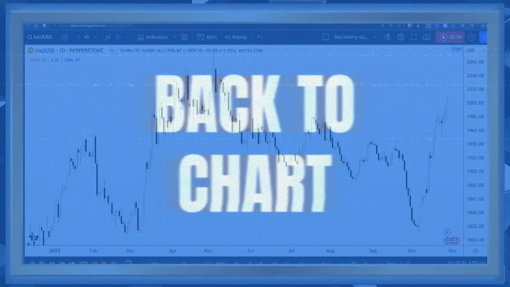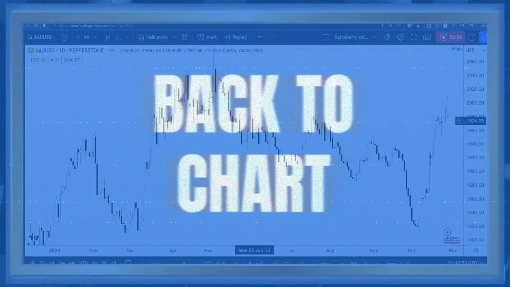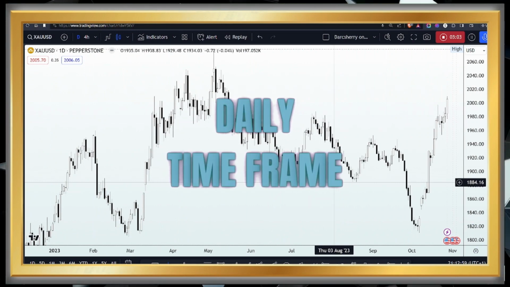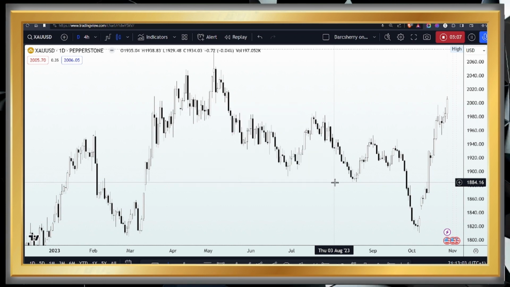With that said, let's get down to business. So right here, we are going to be narrowing our focus into the daily time frame, where I've been able to identify a trading setup that will guide our decisions for next week's trading session.